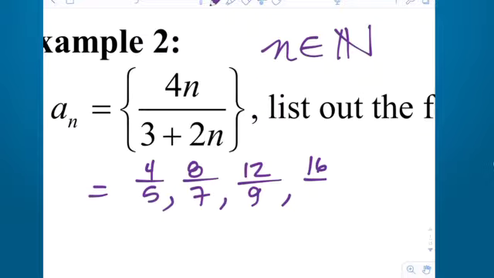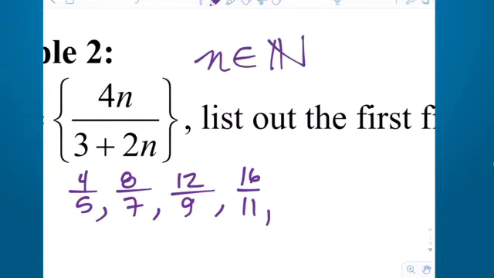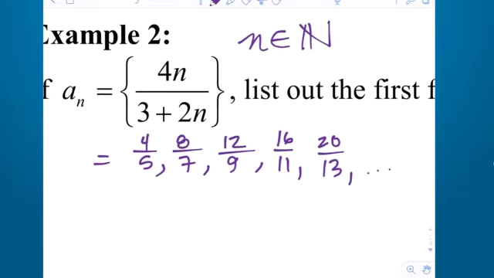Yeah, we're adding 2 to the previous number, right? So on the top we're adding 4 to the previous number, and on the bottom we're adding 2 to the previous number. So that would be 11. So that would be the recursive nature. We're relying on the previous number to generate the next. We're adding 4 on the top, we're adding 2 on the bottom. So the next one would be 20 over 13, comma, dot, dot, dot.